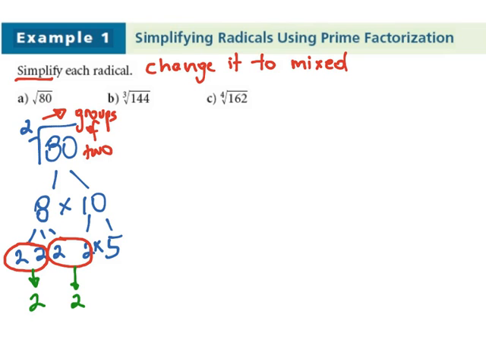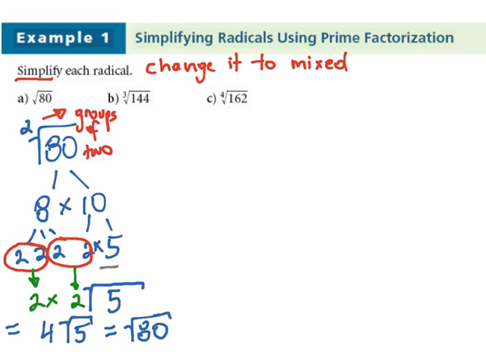And then we'll write the root. Anything that's left outside the groups, we'll write inside the root. And then we'll multiply the individual numbers outside the radicals together. So we get 4 root 5 is equivalent to root 80. On your calculator, you can check your answer.